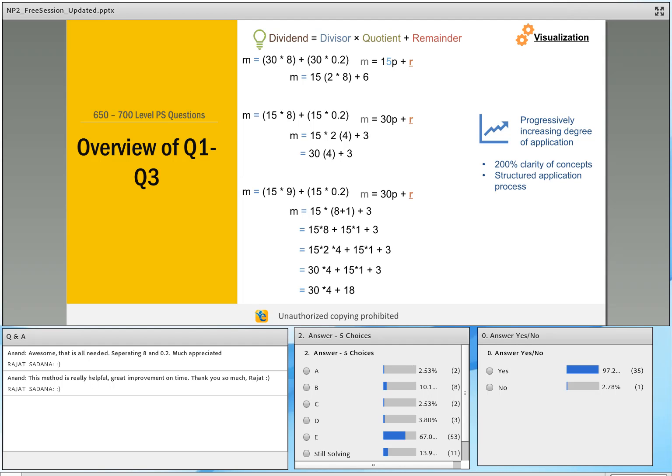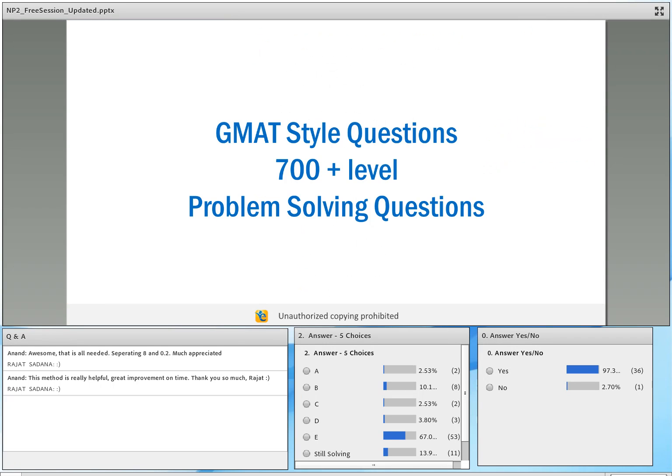If you have clarity of concept and a structured thought process for applying it, solving these questions is fairly easy. And I could see that many of you started to imbibe this process, which was very heartening for me. Now let's go forward and do this with 700 level questions. This is where we start to take things in our stride.